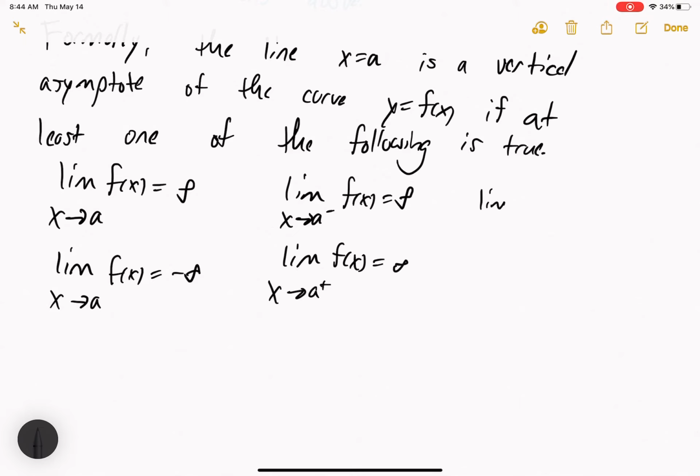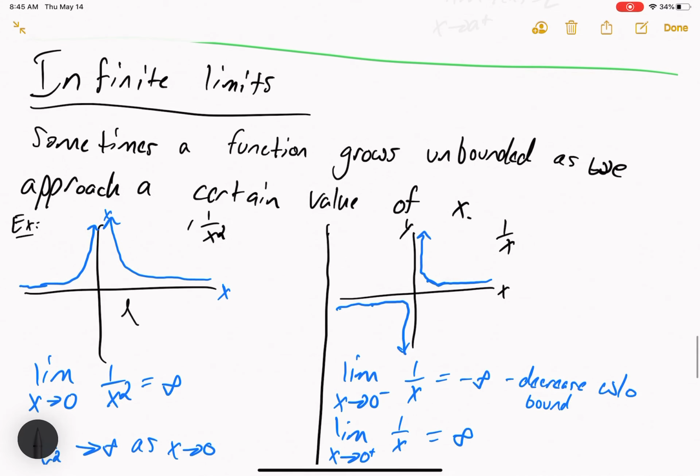Or we could now do the negative versions. So the limit as x approaches a from the left of f of x could equal negative infinity, or the limit as x approaches a from the right of f of x is equal to negative infinity as well. So again, this is a lot of conditions to remember, but the main idea is something has to approach infinity, or something has to grow without bound as we approach the limit. And that's all we're really saying, is that in each of these examples here, something just went to infinity. It could have been positive, could have been negative, and because of that, a vertical asymptote exists.